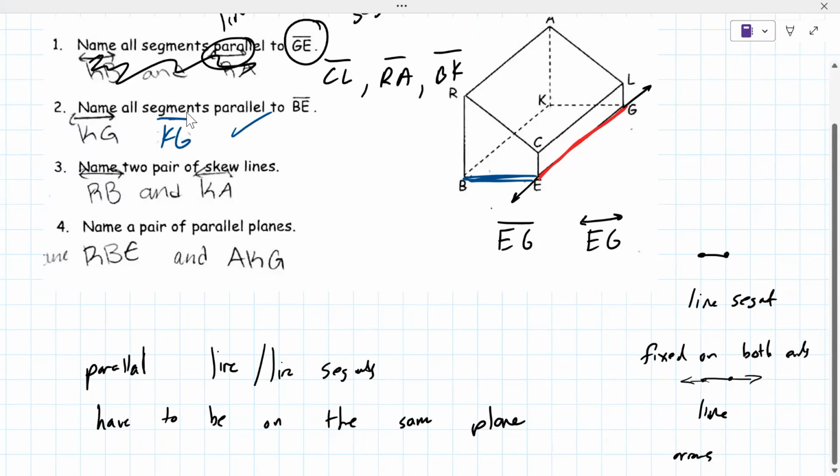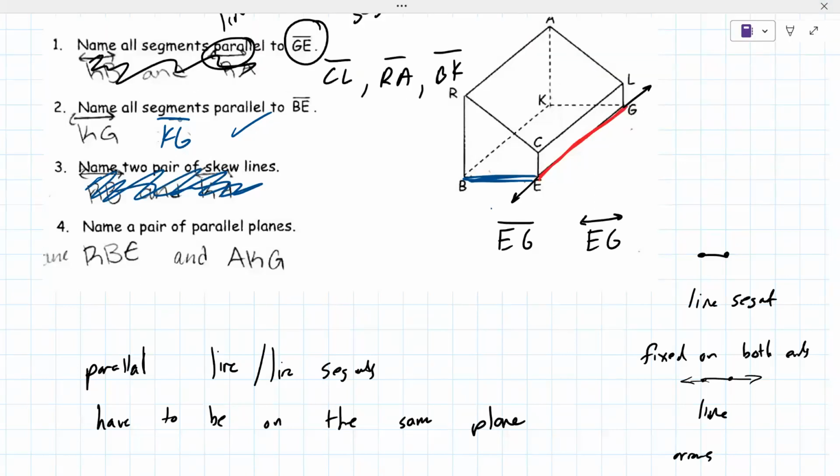Okay. All right, so name two pair of skew lines. What did you guys say in class about skew lines? Do you remember that? They said that skew lines were like kind of going upwards, I guess, but they weren't on the same line, I guess.